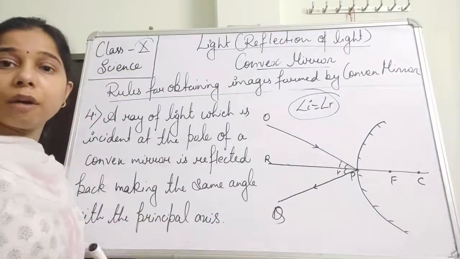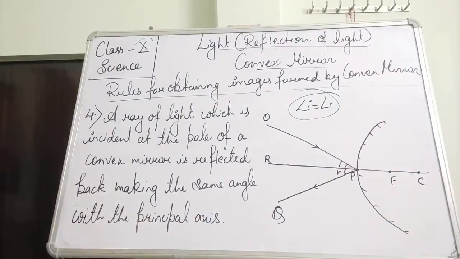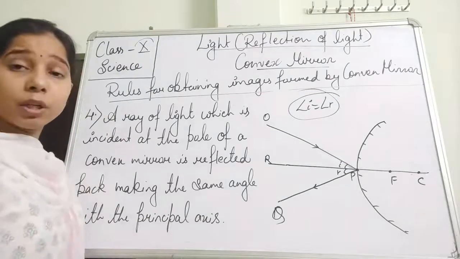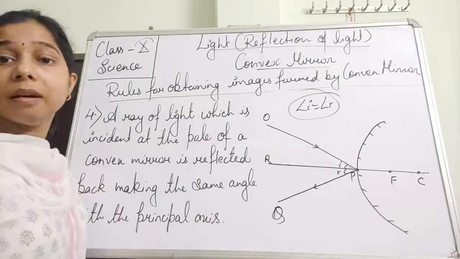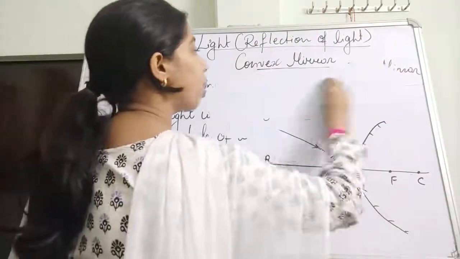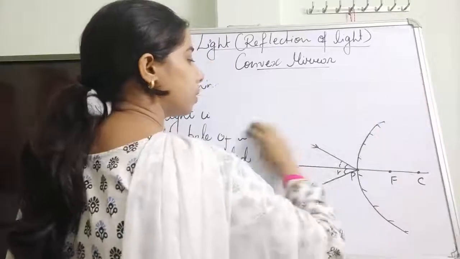So I hope you have understood the rules for obtaining the image by that of the convex mirror. After the rules, we will move to that of the ray diagram. What are the different ray diagrams involved in that of the convex mirror, students?